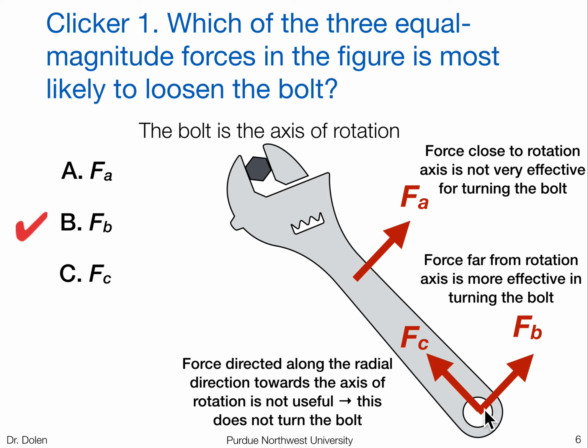Force C is also applied at a great distance from the bolt, but the direction is not very helpful. Right? This force is along the radial direction towards the axis of rotation, and that is not going to turn that bolt. Right? That force is going to be just pressing on the bolt and not causing it to rotate. So that force is not going to cause a torque. It is not going to be very useful for turning this bolt. Right, so that gives us a bit of a conceptual idea of how torque is going to work.